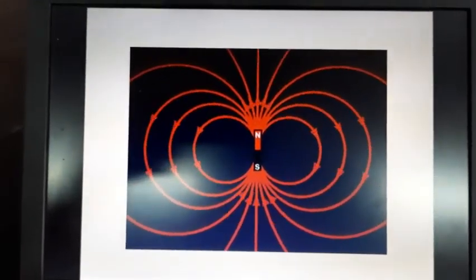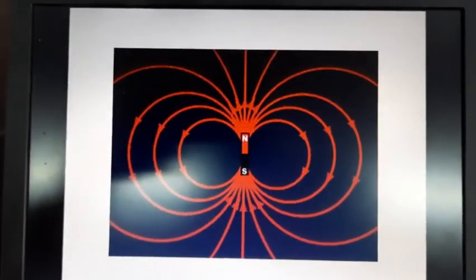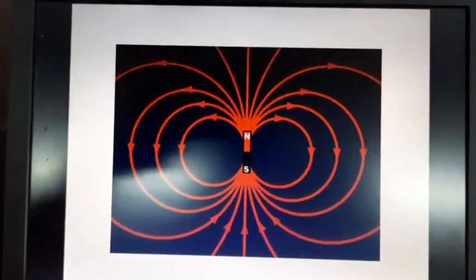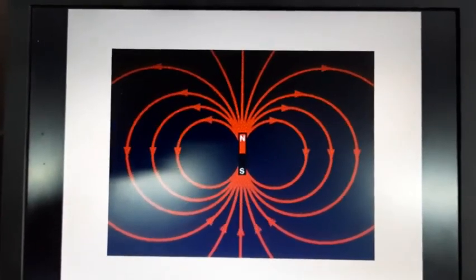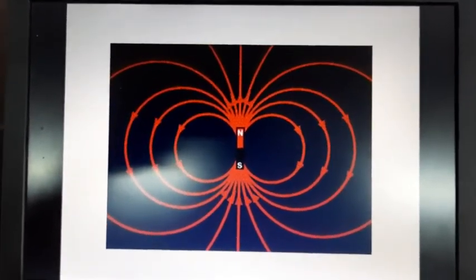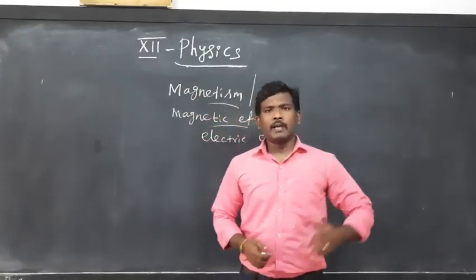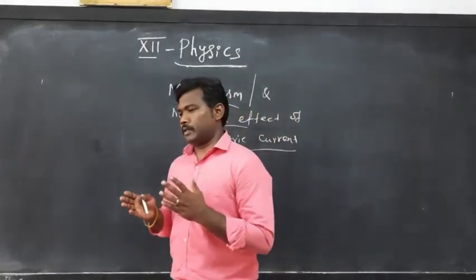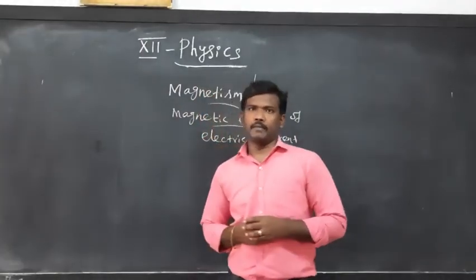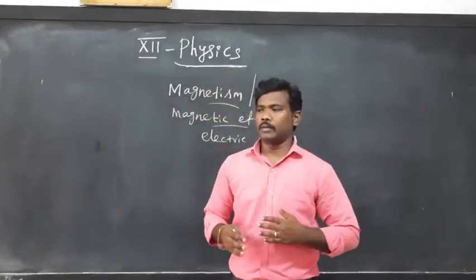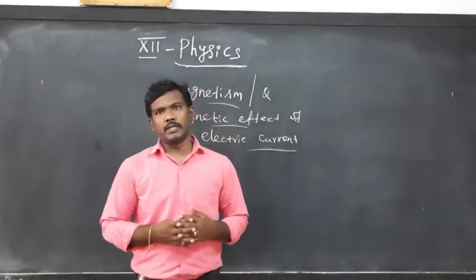See the diagram. In this diagram, we have the magnet, and we know very well each magnet has two poles, north pole and south pole, and the magnetic lines move from the north pole of the magnet to the south pole of the magnet. Okay, we know very well about this topic. The next point is that some animals and birds use the earth's magnetic field for their navigation.